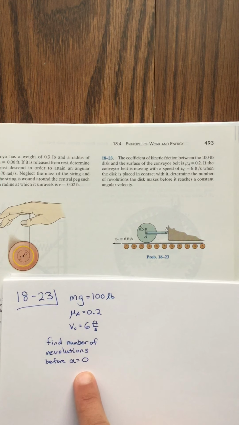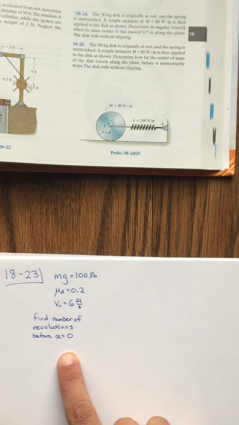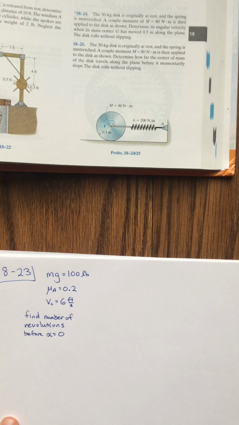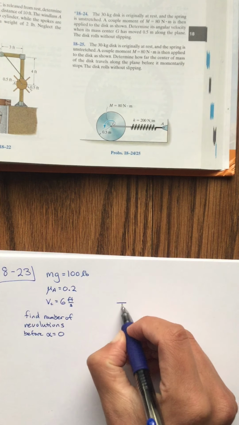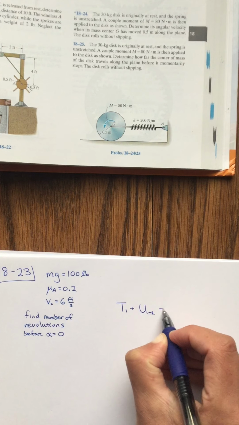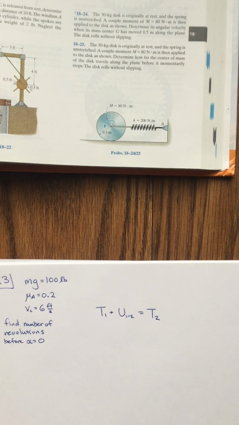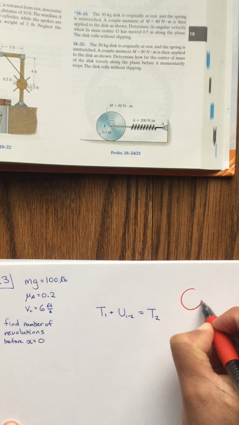If it's a constant angular velocity, the angular acceleration is equal to 0. And we're going to use the work energy conservation law here. The change in height for the mass center is equal to 0. So I can say T1 plus the work is equal to T2. It might actually be helpful here to draw a free body diagram.